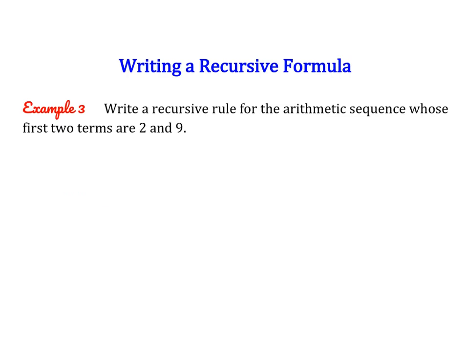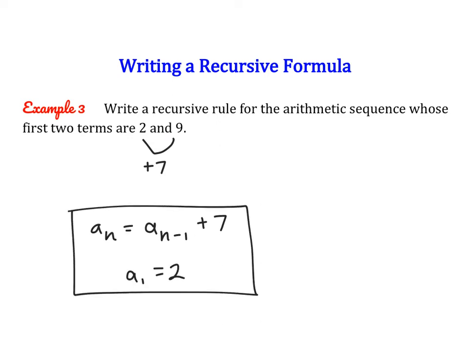Quickly, we're going to practice writing a recursive rule. It's very, very straightforward. Here we're given an arithmetic sequence whose first two terms are 2 and then 7. So I can see that from 2 to 7, I'm just adding 7. So it's essentially saying take the term before and add 7. So we can really quickly write that as recursive. A sub n minus 1 is the term before, and then you add 7. The only thing to remember about recursive is you do need to define that first term.